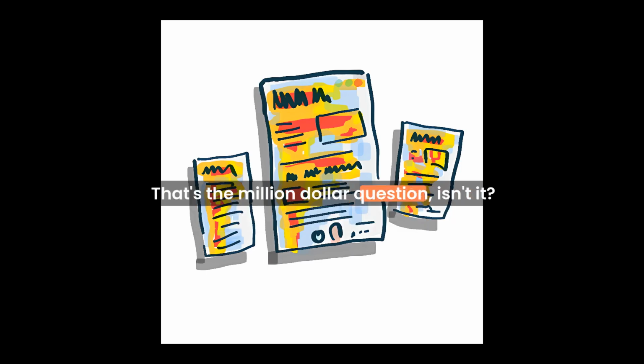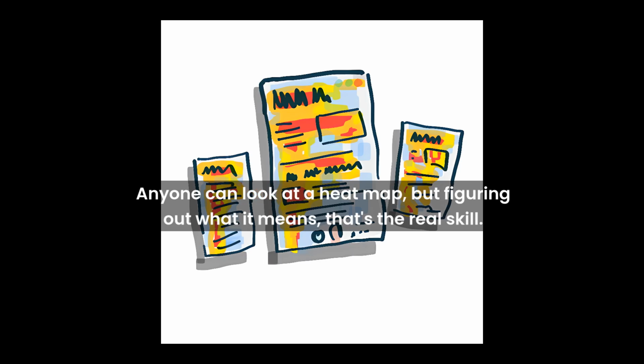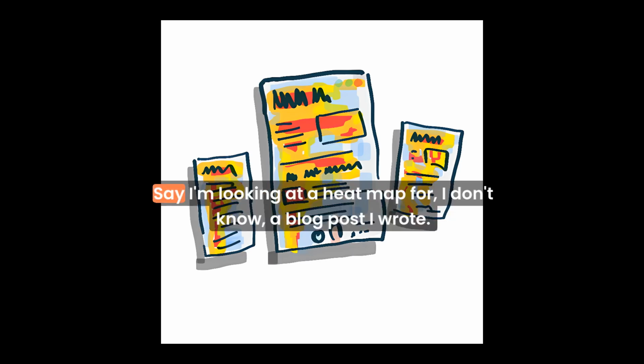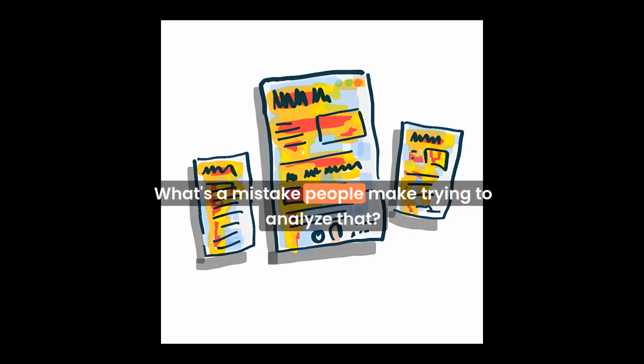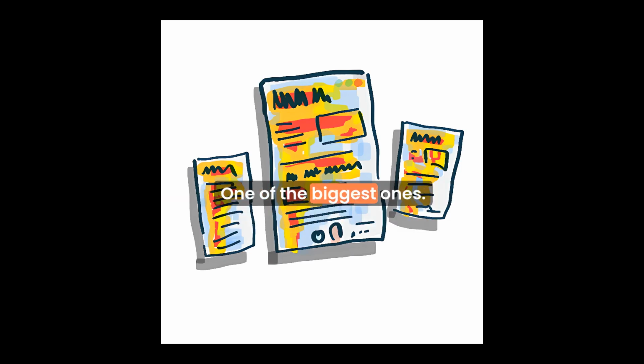That's the million-dollar question, isn't it? Anyone can look at a heat map, but figuring out what it means, that's the real skill. Give me an example. Say I'm looking at a heat map for, I don't know, a blog post I wrote. What's a mistake people make trying to analyze that? One of the biggest ones.